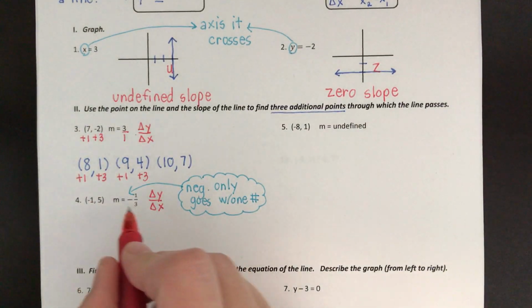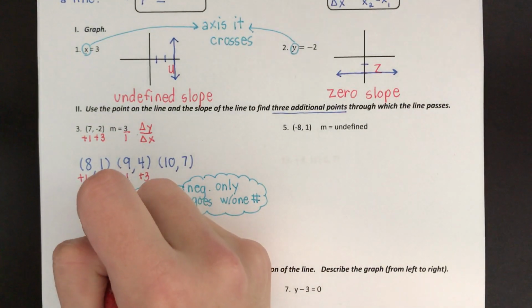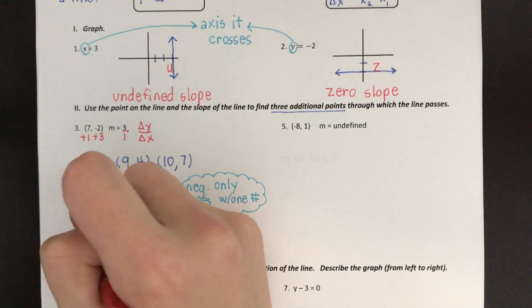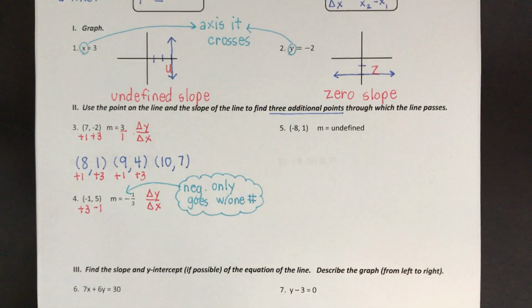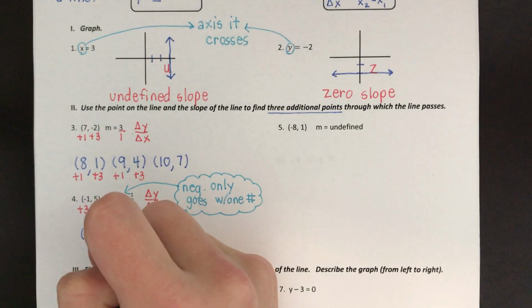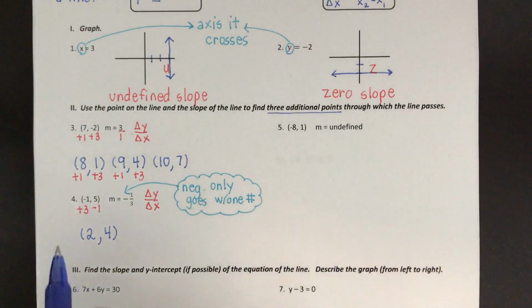Okay, so here I'm going to take the negative with my numerator, so I'm going to change my y values by -1 and change my x values by +3. So to get to the next coordinate, I would add 3 to -1, which would be 2, and then subtract 1 from 5, which would be 4. And then keep going in that same fashion.